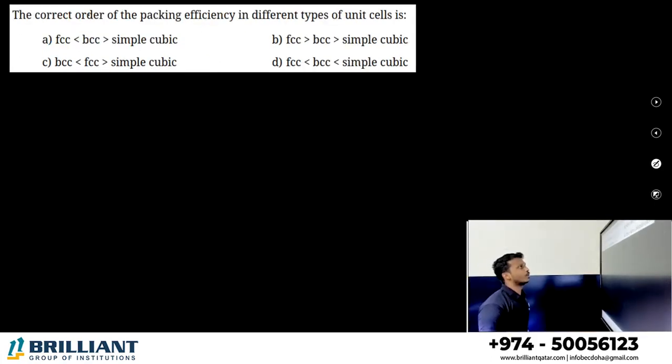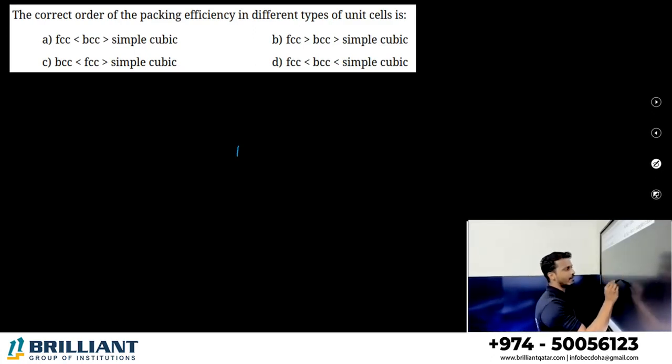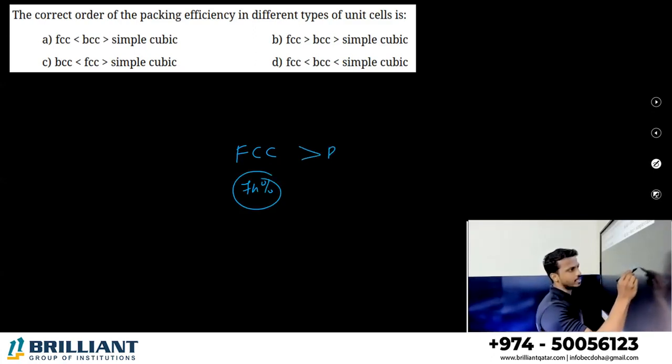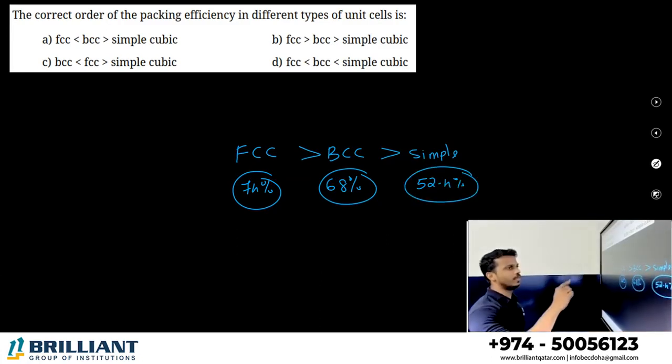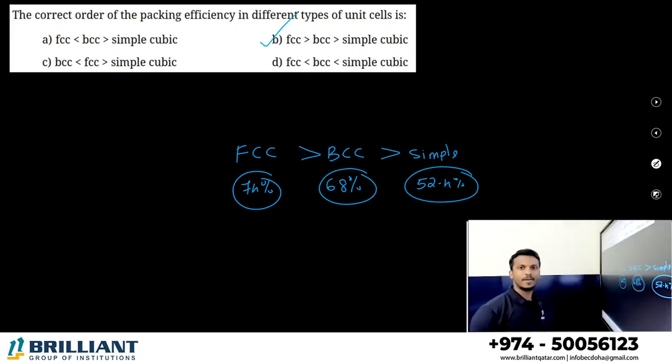What is the correct order of the packing efficiency in different types of unit cell? We studied FCC system having 74%, then BCC around 68%, then simple cubic, how much? 52.4%. So what is the answer? FCC, BCC, simple cubic, option B is the correct order of packing efficiency.